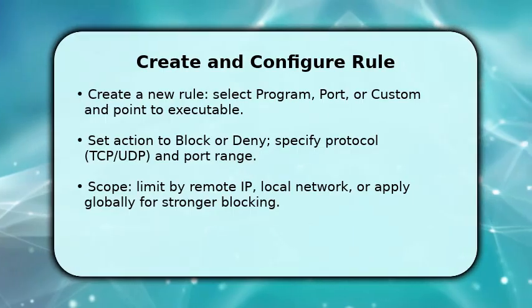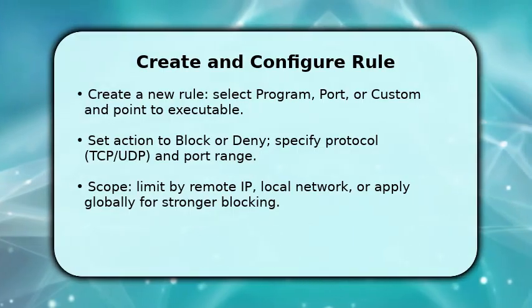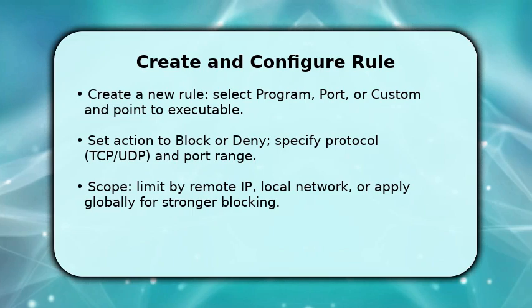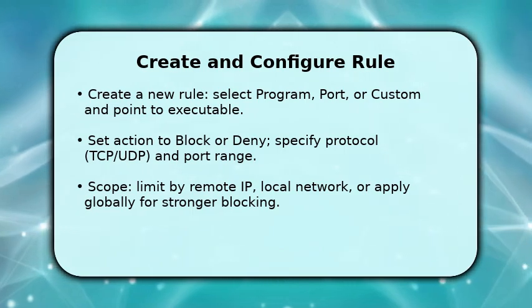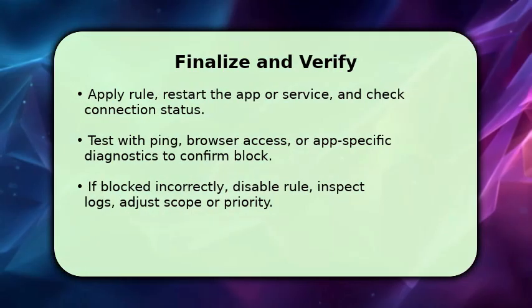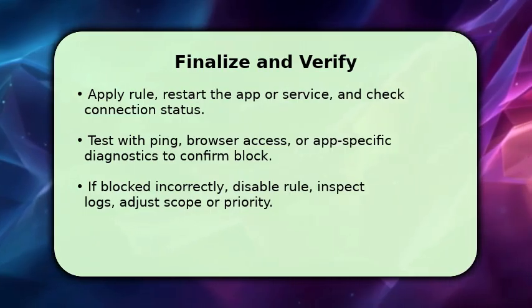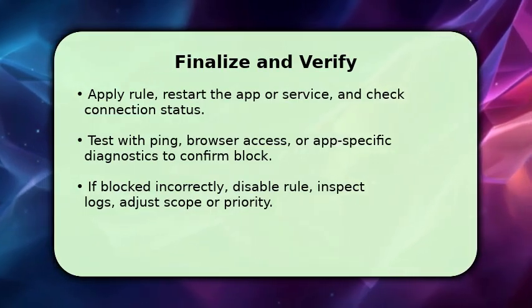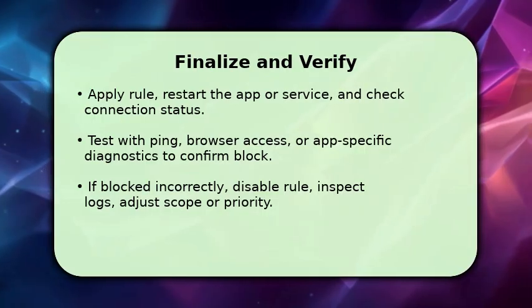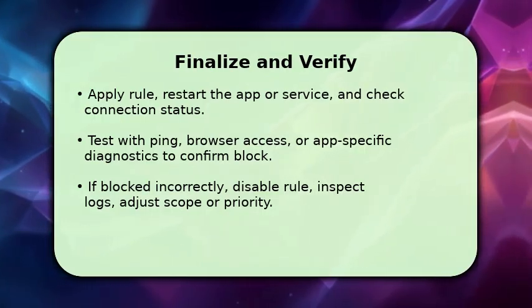Once configured, apply the rule to the correct profiles, public, private, domain, so behavior matches your network context and testing environment. You finish by applying the rule and restarting the target application or service so it reevaluates network permissions. Then verify the block with practical tests.